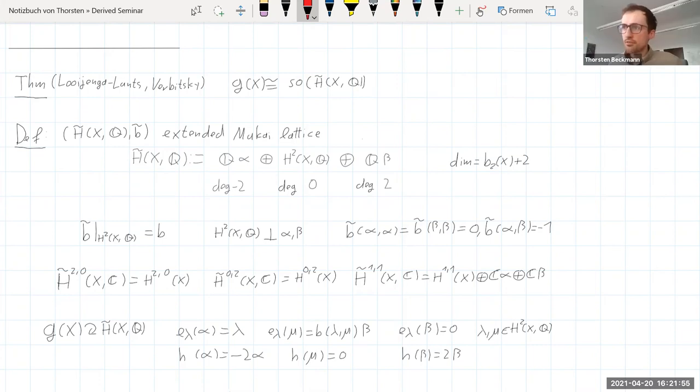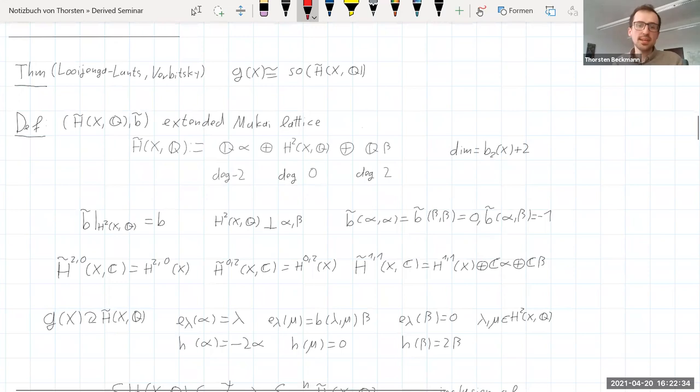Because, for example, for K3 surfaces, if you consider a moduli space of stable sheaves on a K3 surface, then you usually associate to that the Mukai lattice, which is the full integral cohomology of the K3 surface. Shouldn't we call it the Mukai lattice of the hyperkähler? I think the word extended is used so that you don't have two things called the Mukai lattice. It's a matter of taste, what should be the Mukai lattice and what should have another name.